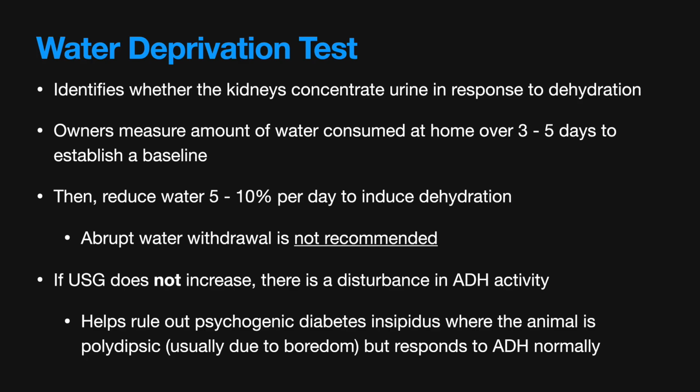The veterinarian then checks the patient's urine-specific gravity. If it does not increase with dehydration like you would expect it to, then there must be a disturbance in ADH activity. The main purpose of this test is to help rule out psychogenic diabetes insipidus, where the animal is polydipsic due to some sort of psychological disturbance such as boredom, but they actually do have a normal ADH response.